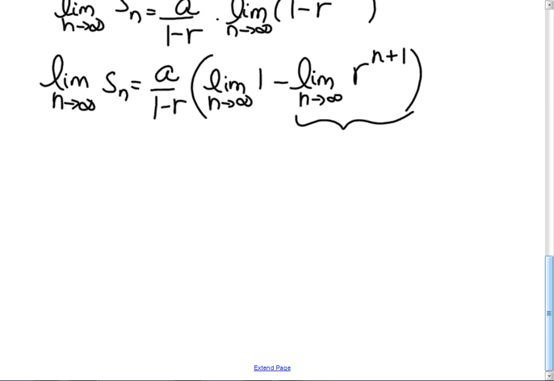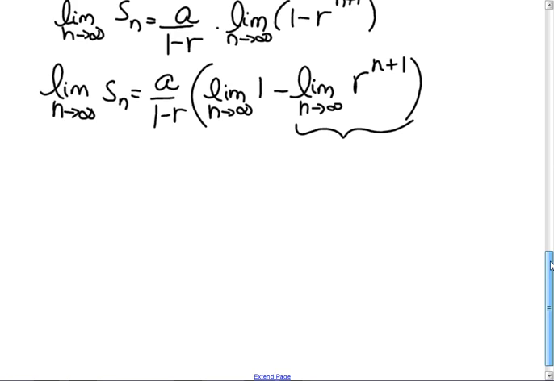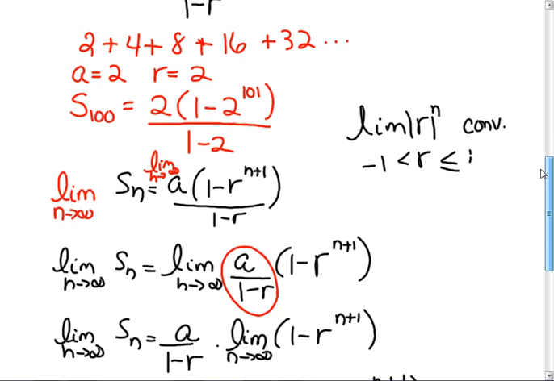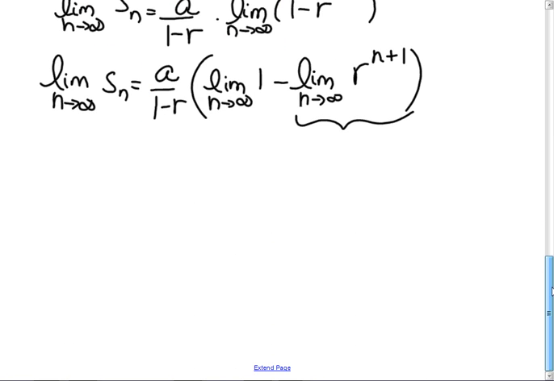When will that converge? We just did that. We just talked about it up here. r has to be what kind of number? A fraction, doesn't it? Yeah. I don't care if it's n plus 1. So r must be between 1 and negative 1. We already know negative 1 doesn't work, so we did that.